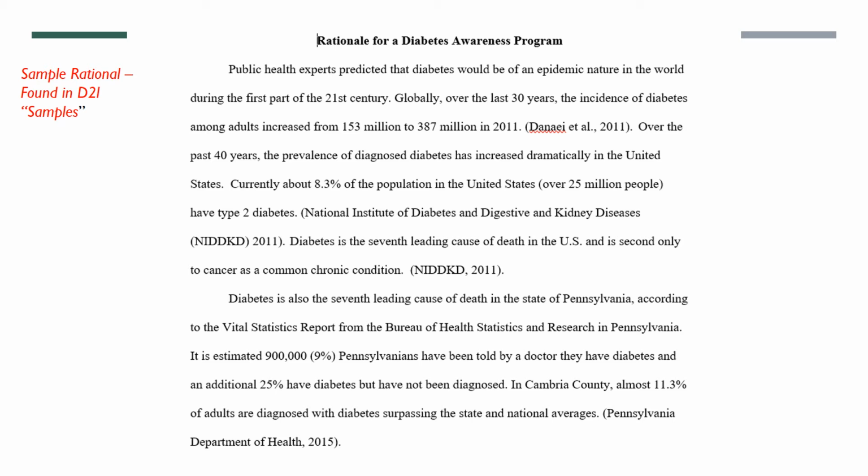Here's the example that I uploaded to D2L. Now I will note that the APA is not correct on this example, so please don't follow those guidelines. Make sure you utilize the resource that I provided in the module. But you'll notice that the first two paragraphs discuss the incidence or the prevalence of diabetes globally, nationally, statewide, and specifically for my county. That's what I'm looking for in the first two paragraphs.